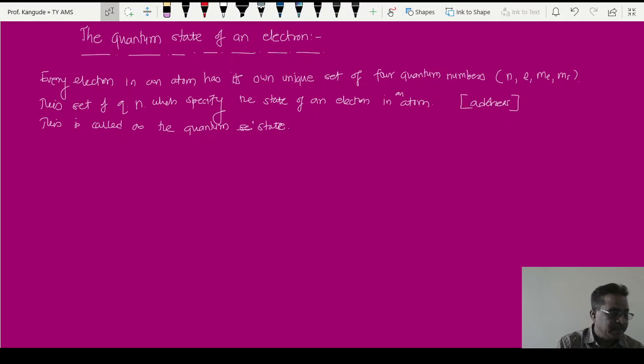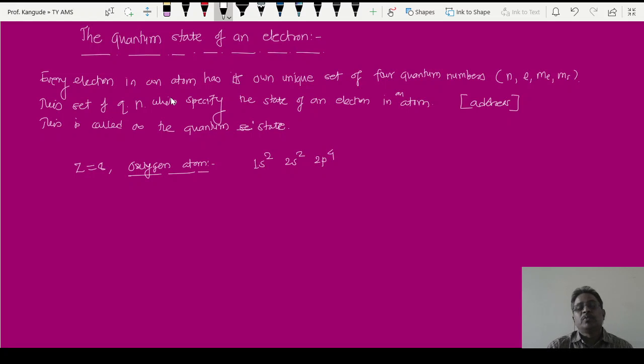Now there are several examples which we have already seen on these quantum states and so on. So one such example I will take here. Z is equal to 8, that is the oxygen atom. As we have seen yesterday, we can write its electronic configuration as 1s2, 2s2 and 2p4. Okay, so 2 plus 2 plus 4 is 8. So its electronic configuration, if we draw it, will look like this.